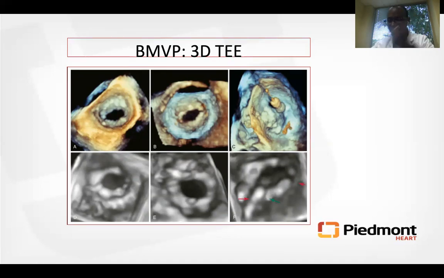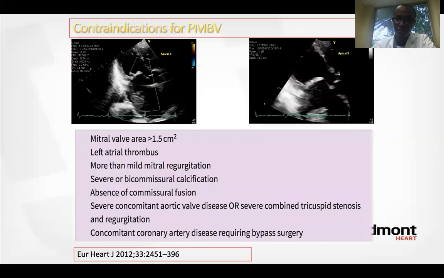A little tear, the patient did fine, but if this is really a major tear in the leaflet of the valve, that may cause severe mitral regurgitation, and that won't be a good outcome. So what are the contraindications? Not every patient can get balloon mitral valvuloplasty. Some patients have a left atrial clot, in the left atrial appendage or the free wall.